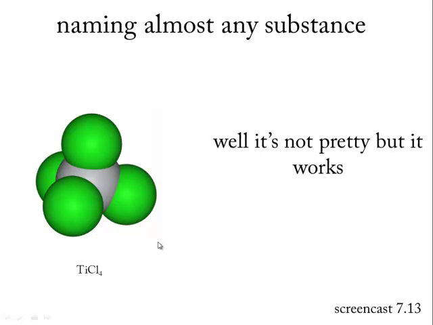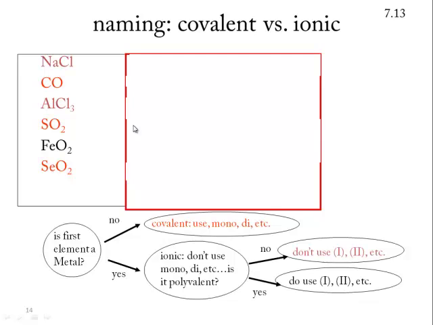Let's find those weird rules that aren't very pretty but work in order to name just about any substance. This is Screencast 7.13. Best to teach it by example. There's a little flow chart there, but let's go ahead and try to learn it as we go.